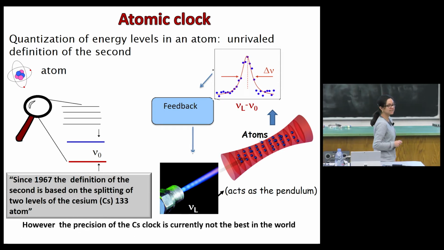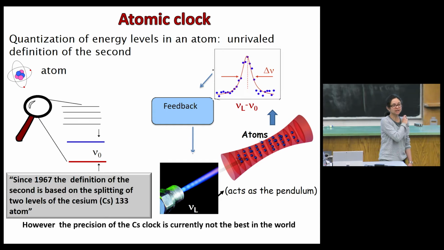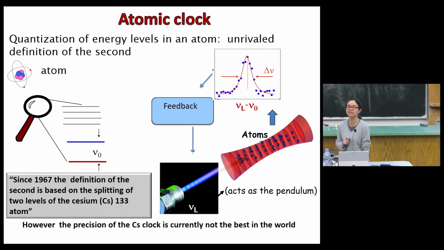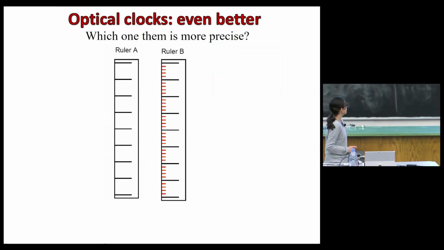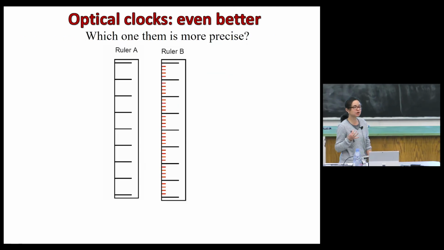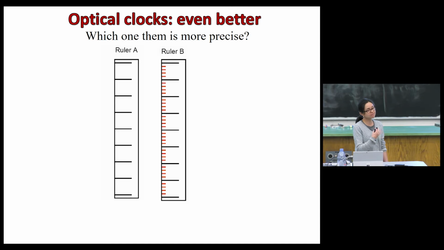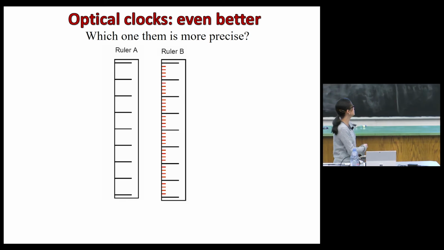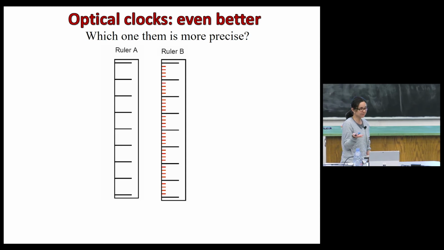The point is that this definition is becoming obsolete, and actually the cesium clock is no longer the most precise clock in the world. A simple picture of why the cesium clock is not the best can be seen by a very simple analog of two rulers, one that has more ticks, one with fewer ticks. If I ask you which ruler is more precise, you are going to say B.